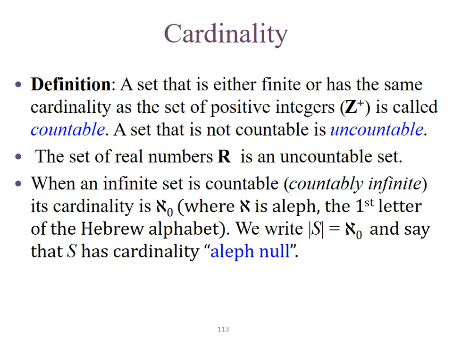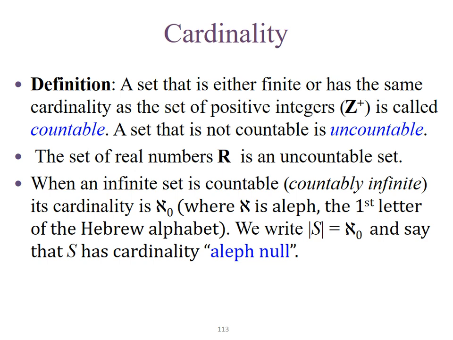Alright, next, I would like to introduce a new definition, countable and uncountable sets. So let's see this definition. A set is either finite or has the same cardinality as the set of positive integers Z plus, which is called countable. By the literal meaning, countable means you can actually count 1, 2, 3, 4 of this set. So if this set is finite, then you can actually count 1, 2, 3, 4 to n. So that means this set is countable.